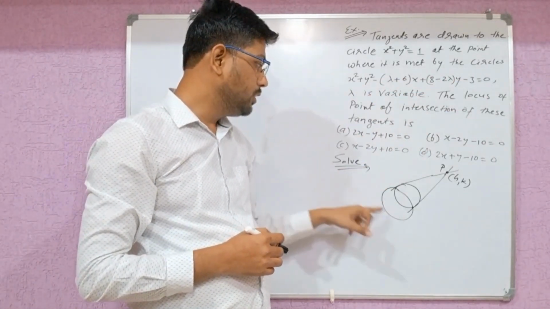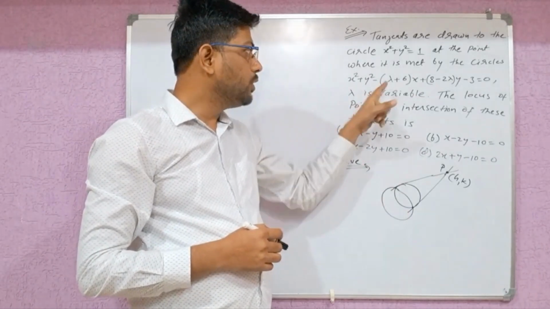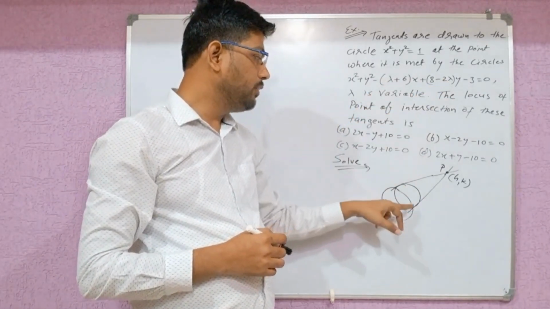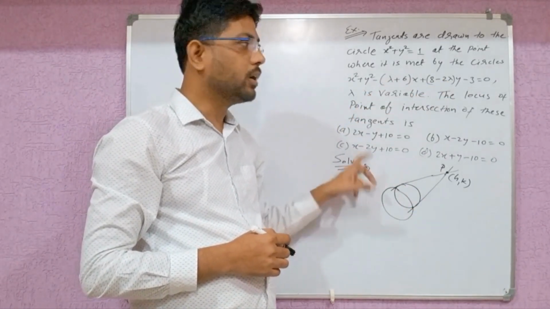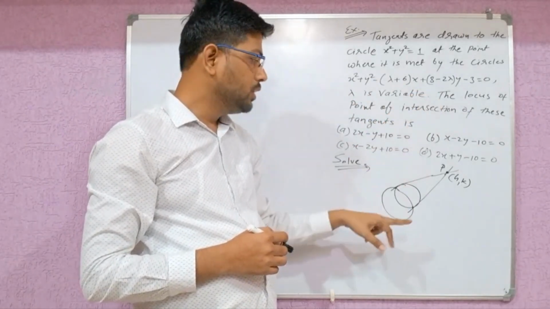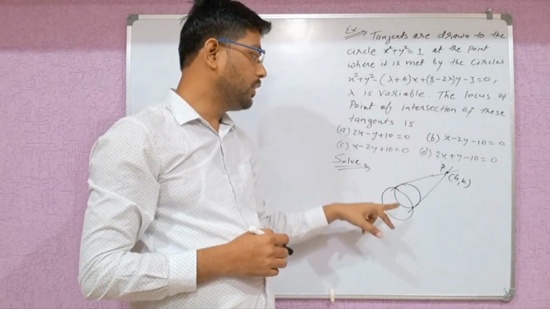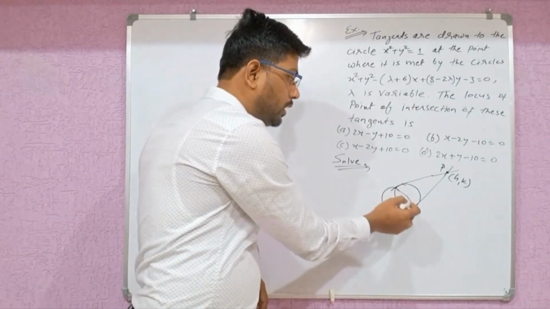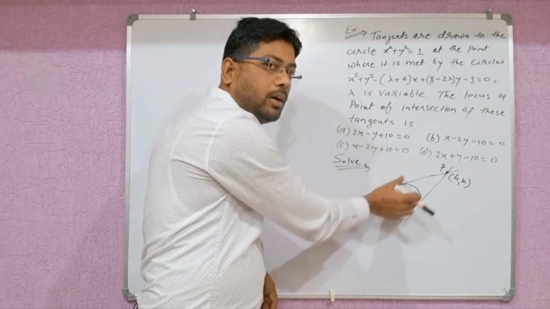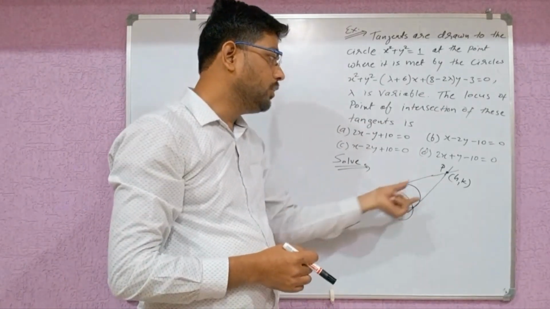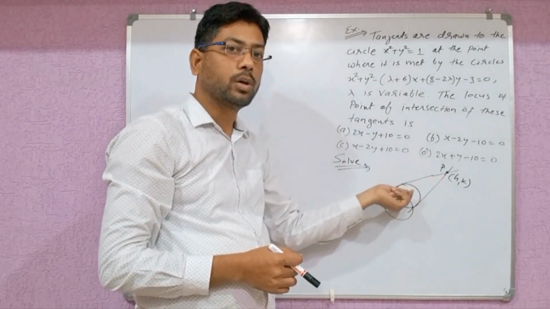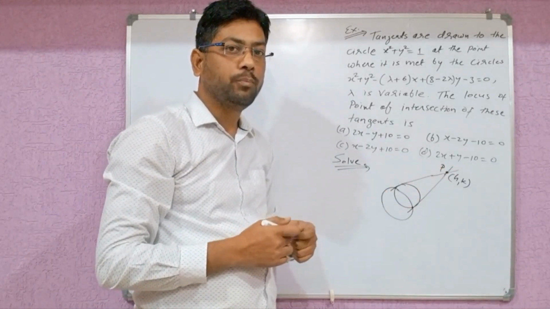For different values of lambda, I will get different graphs of this circle, different equations. So this circle will be different for different values of lambda. If I draw tangents from the point, they will be intersecting the circle at some other points. So I have to find the locus of all those points.